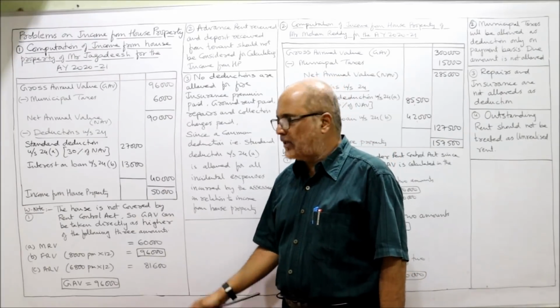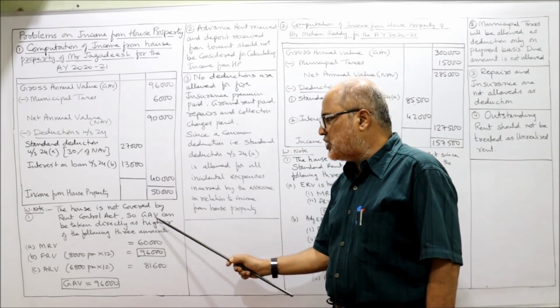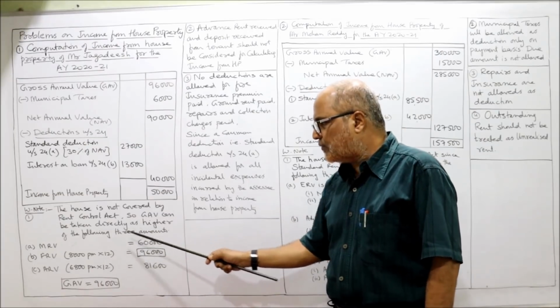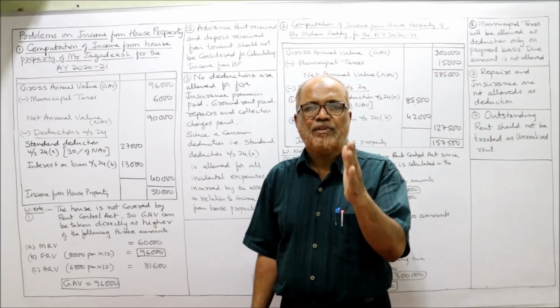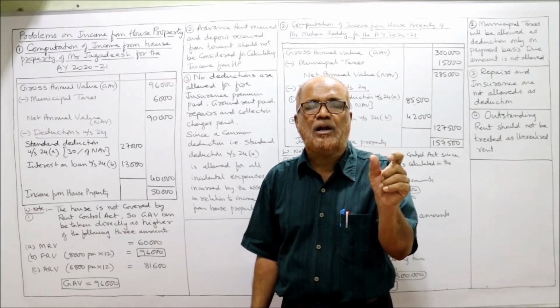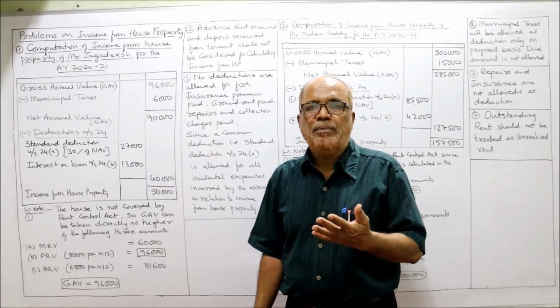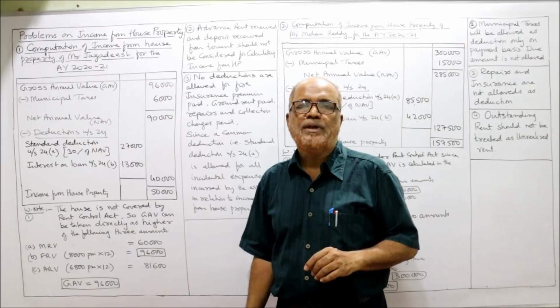Now I am showing the working note here. The house is not covered by the Rent Control Act. So GAV can be taken directly as the higher of the following 3 amounts. See here, there are 2 methods of calculating GAV. One is where the house is not covered by the Rent Control Act. How can we know whether the problem is covered by the Rent Control Act or not?